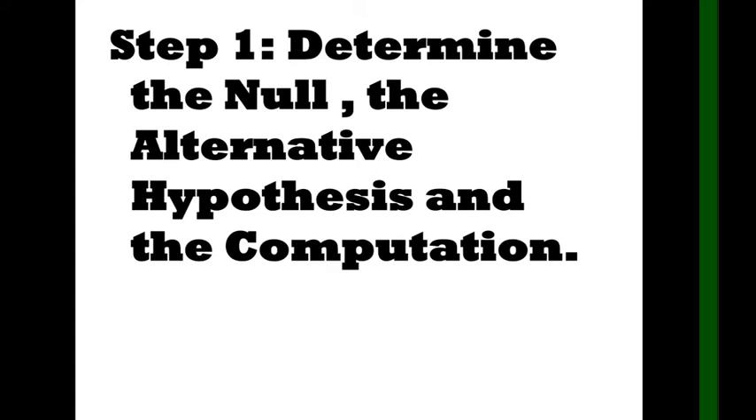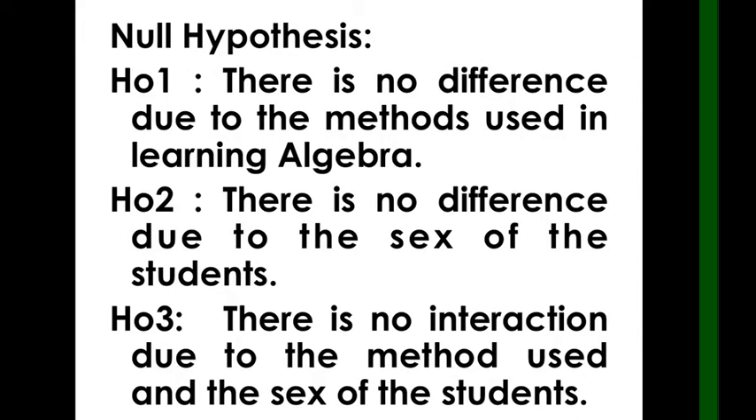For step 1, determine the null and the alternative hypotheses, and the computation. For the null hypotheses, hypothesis 1 is there is no difference due to the method used in learning algebra. Hypothesis number 2, there is no difference due to the sex of the students. Hypothesis number 3, there is no interaction due to the method used and the sex of the students. So we are doing three hypotheses.